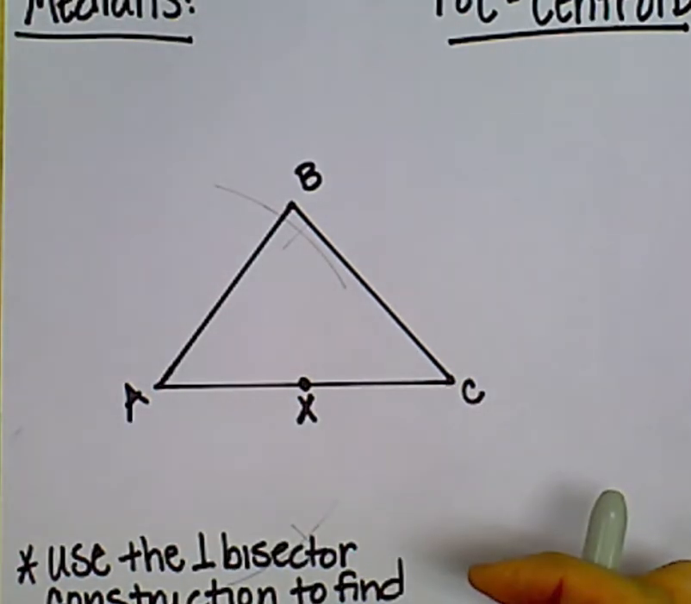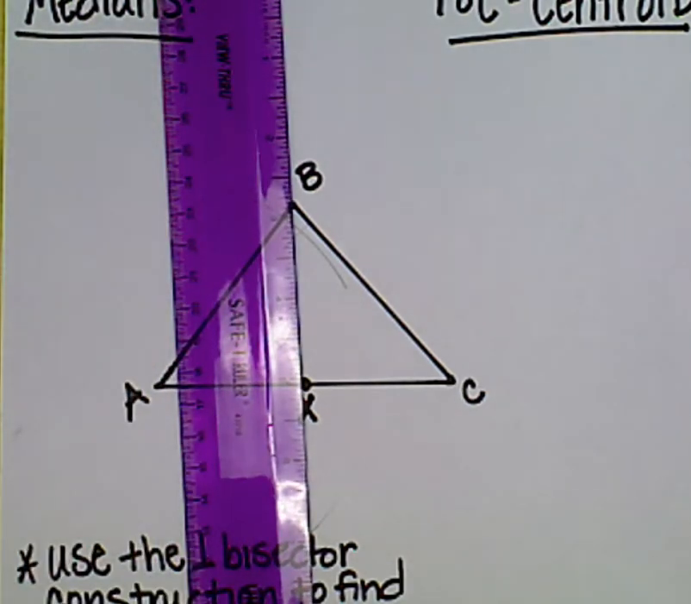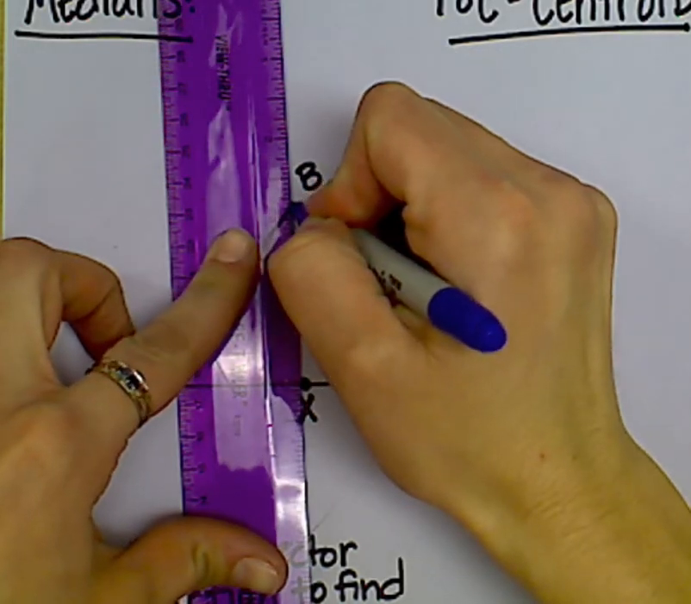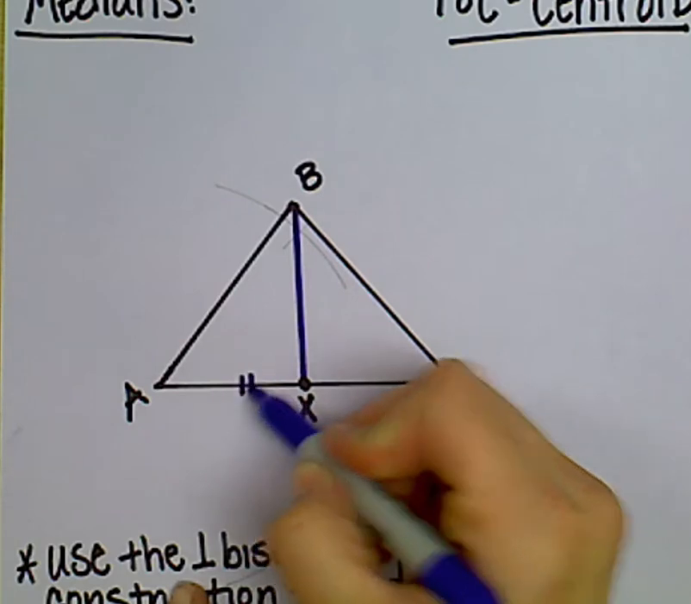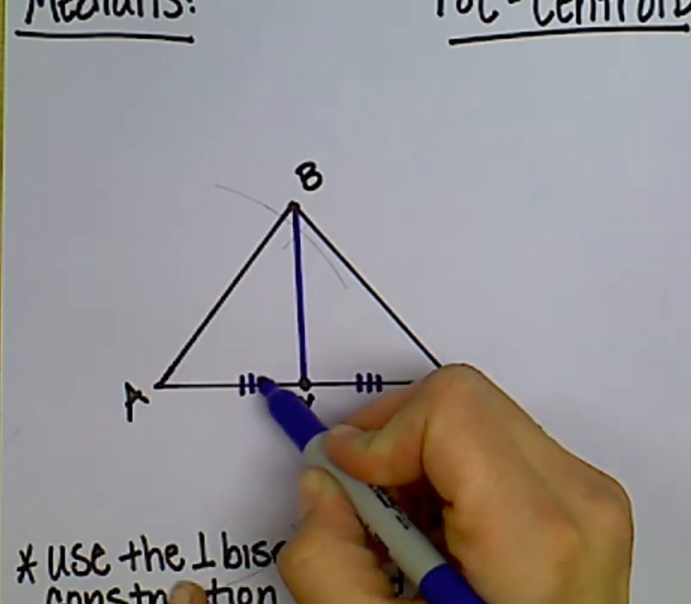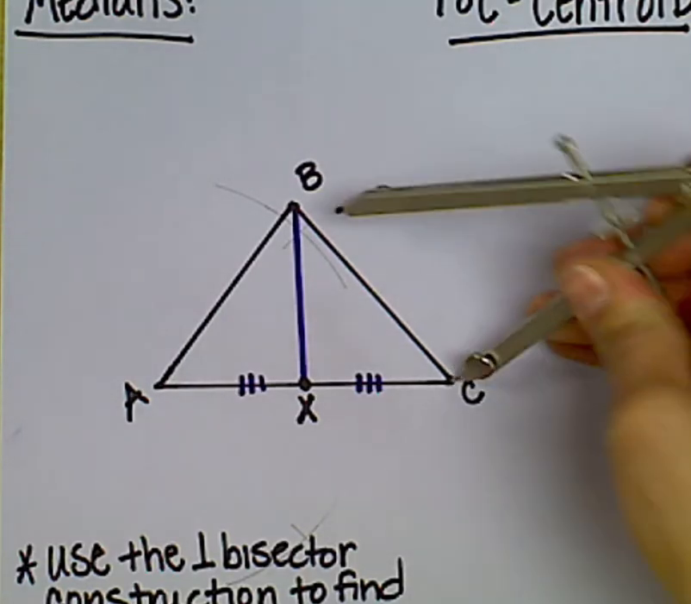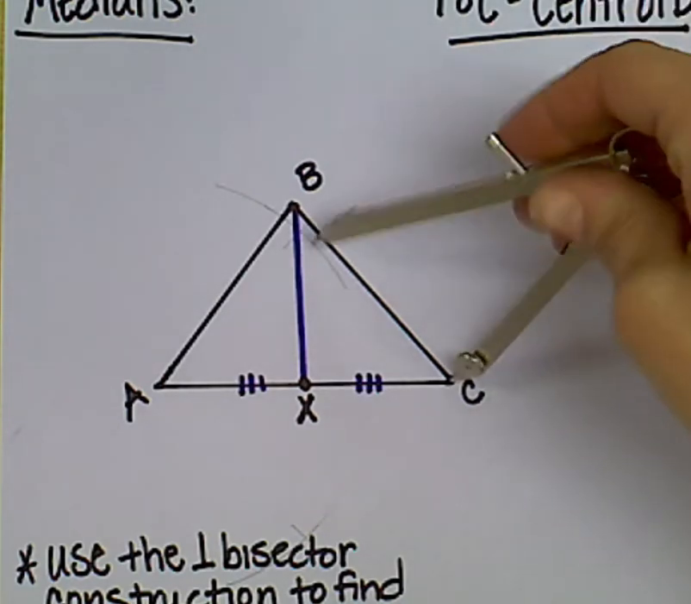When I want to draw the median, we connect the vertex to the midpoint. So from B to X is now our median. And we'll put our tick marks here to show that each side is congruent. We have to do the same thing to each side. So now we'll do the perpendicular bisector construction for BC.